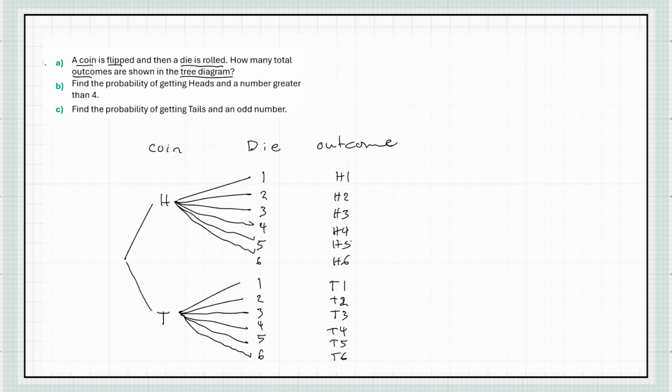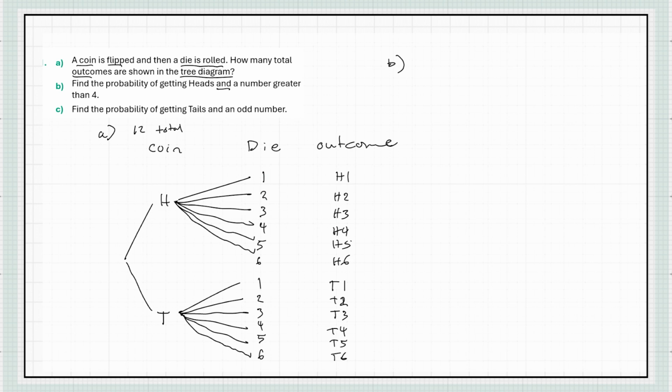Now, our second question asks us to find the probability of getting a heads and a number greater than 4. We need to remember that AND means they have to have both of these characteristics. It has to be heads and a number greater than 4. It's not heads or a number greater than 4, it's both of them simultaneously.